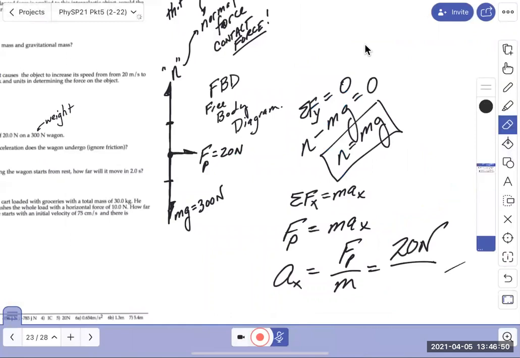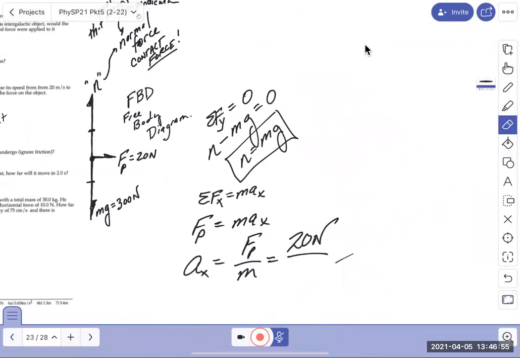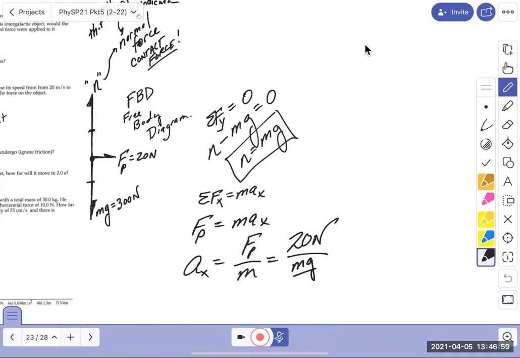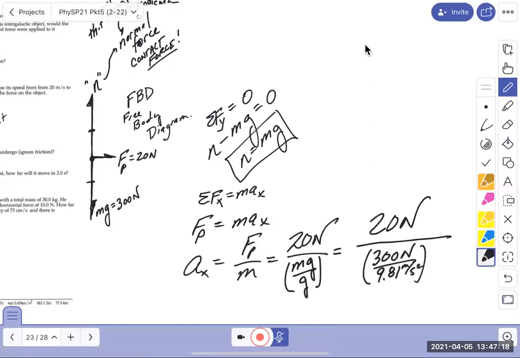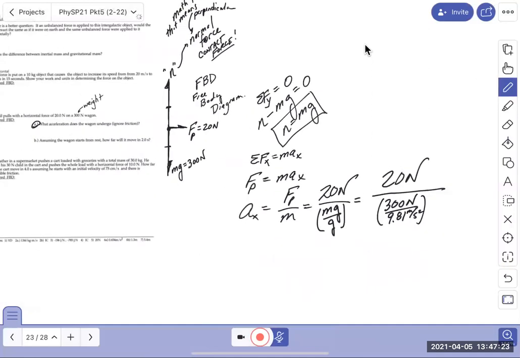So you can write this in a kind of weird way, what looks stupid, but sometimes it's written this way: mg over g, because the mg is the 300. So it's 300 newtons divided by 9.81. And that gets you, like you said, 30 point whatever it is, 9.